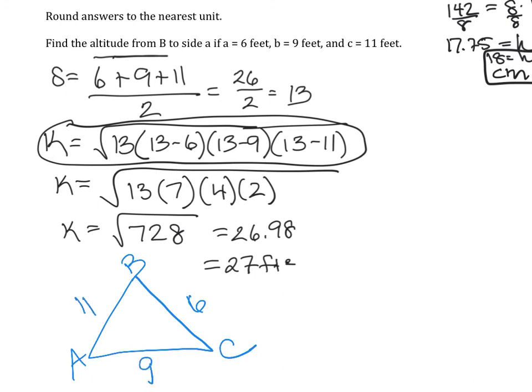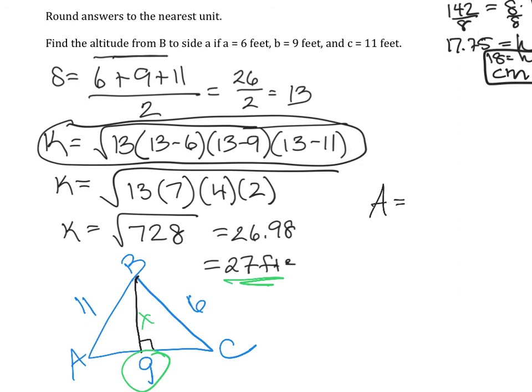Again, we want to find your altitude, which goes from the highest point in your triangle down perpendicular to the base, which is going to be 9. So now we have all of our information because we have the area and you have your base. Let's find x.